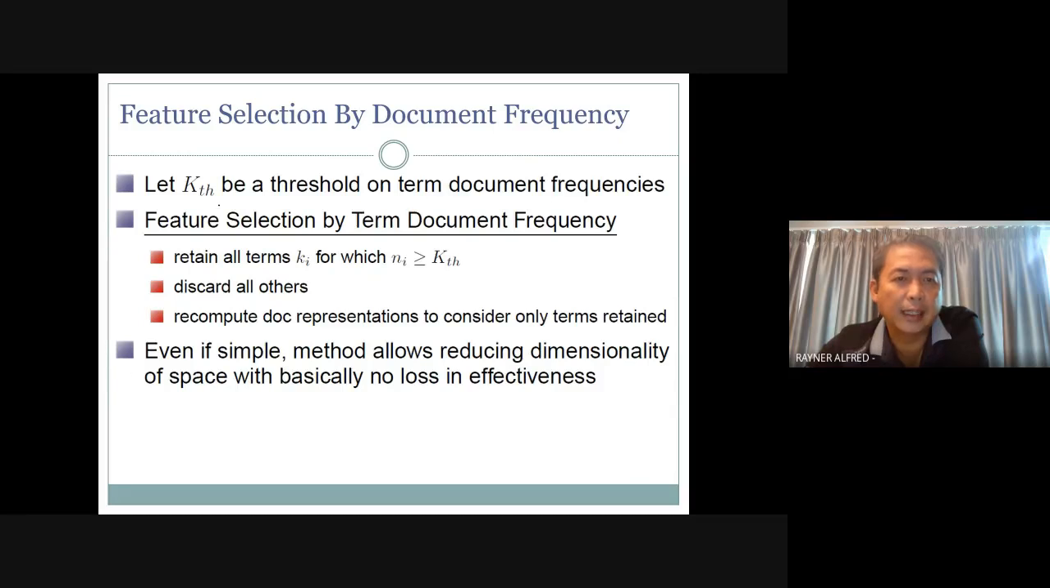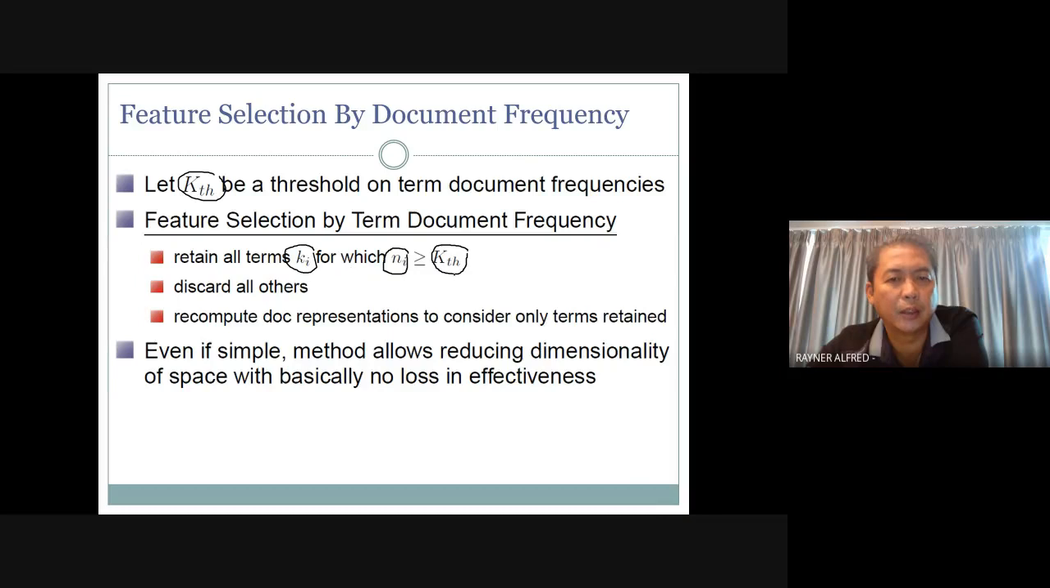Let K be the threshold on term document frequency. For feature selection by term document frequency, we retain all the terms Ki for which the number of documents that contain the keyword i is greater than or equal to a certain value. This is the threshold value that we have.